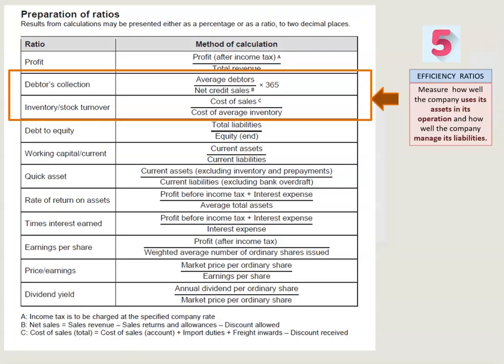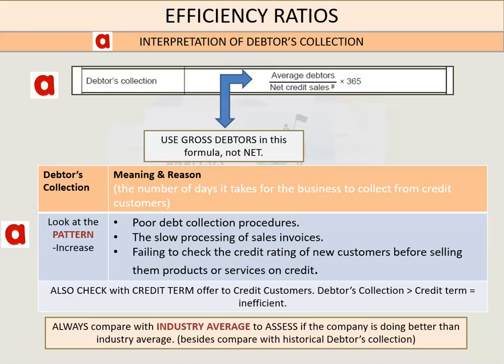Alright, in this last type of ratio, which is efficiency, there are two formulas, two ratios to look at: debtors collection and also inventory or stock turnover. So let's look at debtors collection first. So debtors just mean accounts receivable. So it would be average debtors or average accounts receivable divided by net credit sales times 365.